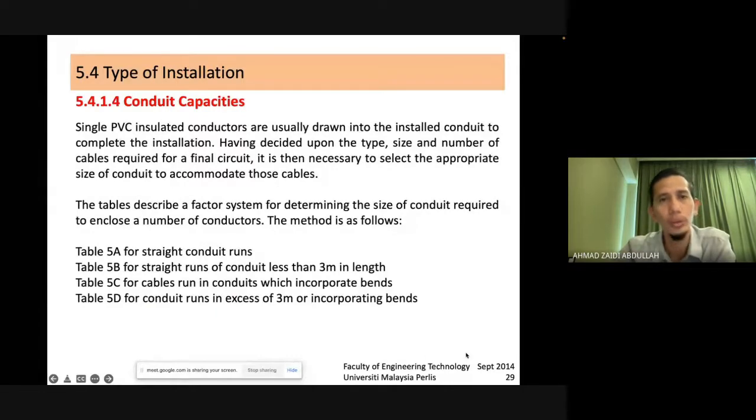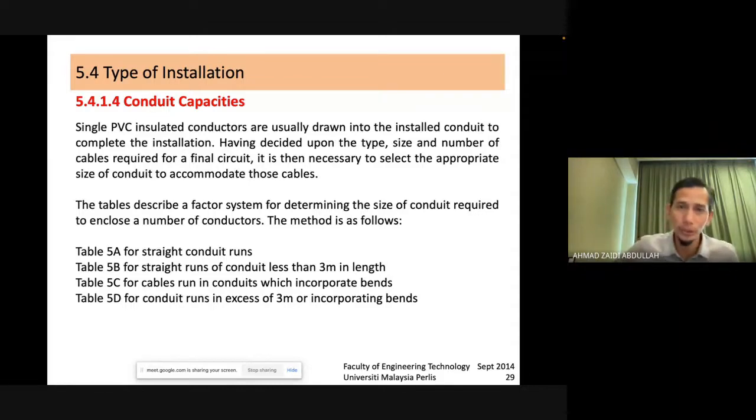So how do we determine the conduit capacity? Single PVC insulated cables are usually drawn into installed conduit to complete the installation, having decided upon the type, size and number of cables required for the final circuit. It is necessary to select an appropriate size of conduit to accommodate those cables. So kita kena tahu berapa kabel yang boleh masuk dalam sesuatu conduit tu. Kita tak boleh main hentam je letak.